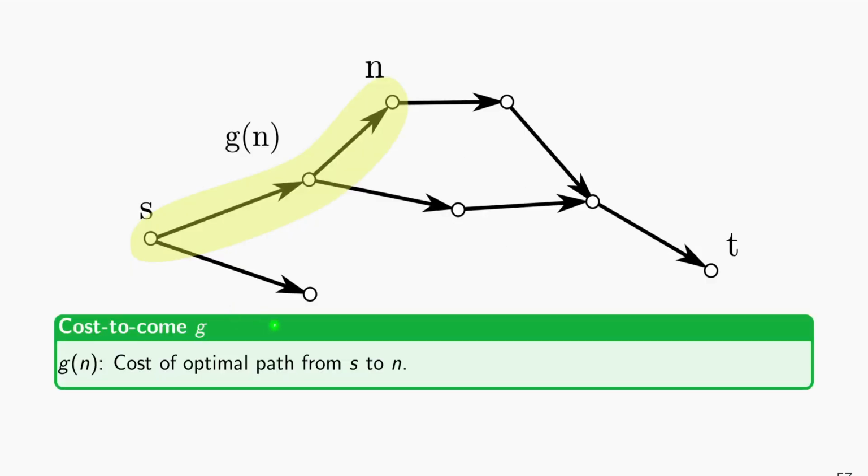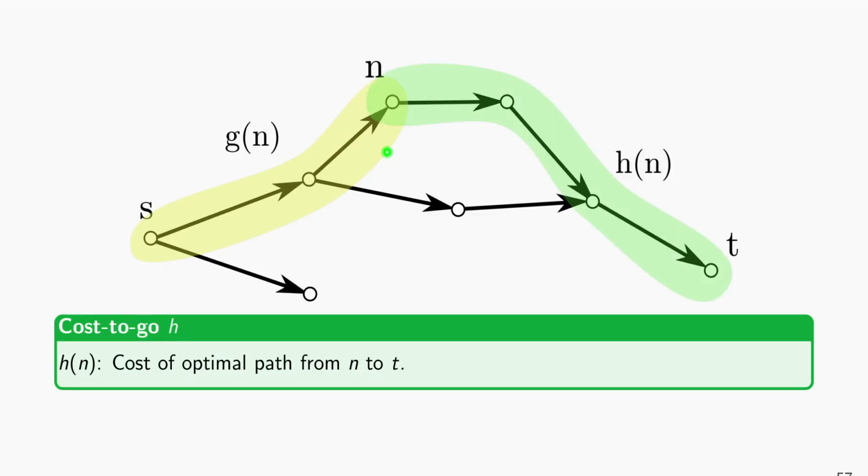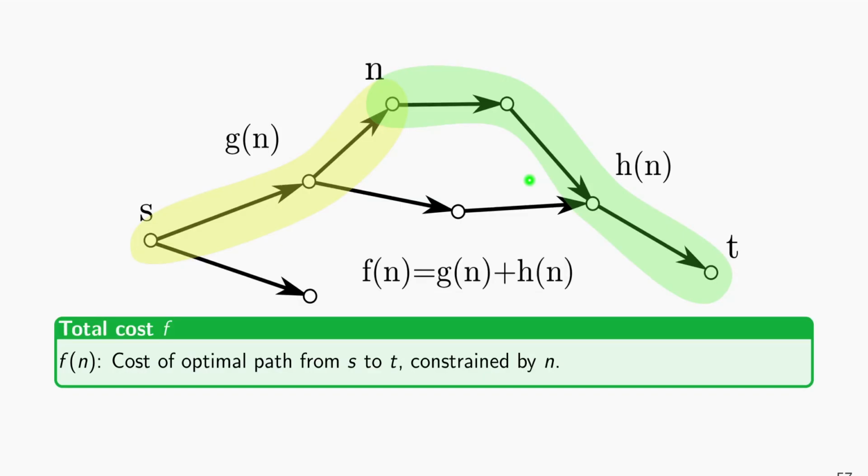Then the cost to come would be, in this case, just the cost from S to N, which is the sum of these two edge costs that we have as part of the input. And then the cost to go, H, would be, in this case, also uniquely defined as the sum of these two. If there would be a second path, it would be the cost that is lower over the two options that we have. And then the total cost is just the sum of the two, constrained by the fact that we want to go through N.